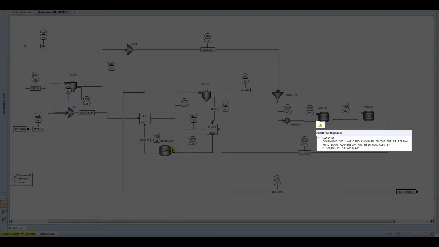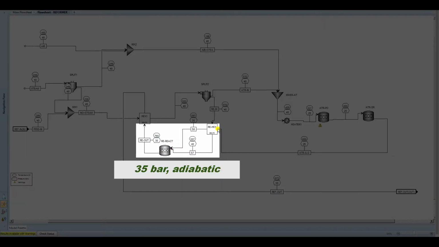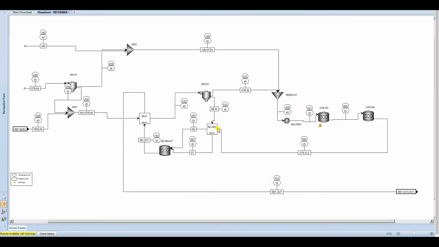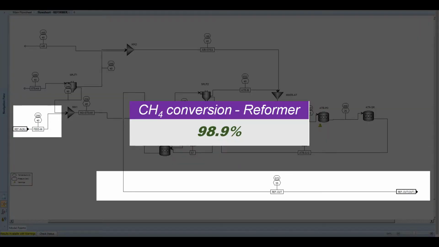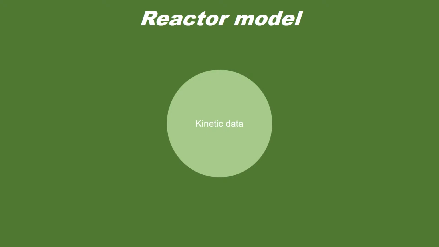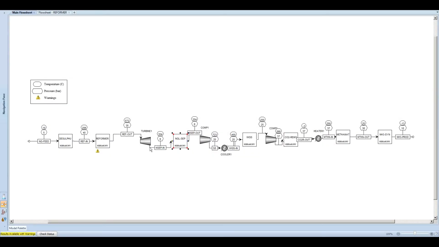Oxygen is completely consumed and streams continue to enter the exchanging reformer operating at 35 bars, suggested by literature, for a further 33% increase in hydrogen capacity. 99% overall conversion of natural gas is achieved. R-stoic reactors are chosen due to the lack of kinetic data in this preliminary stage.